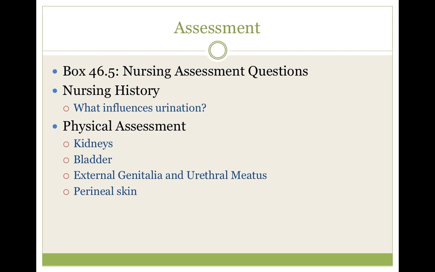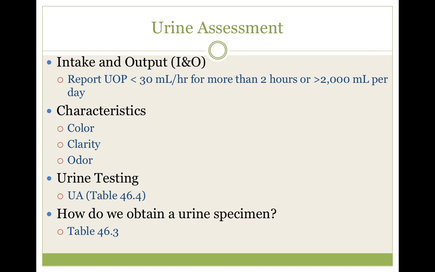So when you are assessing your patient, you want to focus on their kidneys, bladder, external genitalia, and the skin around their perineum. You also are going to need to assess their I&O. If your patient is urinating less than 30 milliliters per hour for more than 2 hours or greater than 2,000 milliliters per day, then we want to discuss that with the healthcare provider. So if it's been 2 hours and your patient is not giving you the correct amount of urine, we're going to be on the phone or finding the healthcare provider and giving them this information.